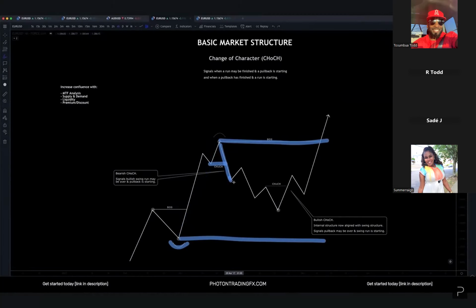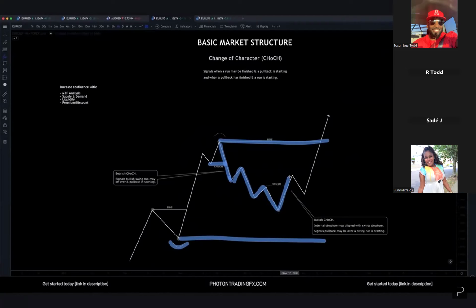How do we know when the pullback is going to be over and the higher low may be in place? We look for the internal structure to switch bullish again. So we look for that change of character to the upside. Now that's that first sign of that higher high in the internal structure, right? So now the internal structure is aligned with our overall bullish swing structure, because the swing structure has been bullish the entire time. Now the internal structure is also bullish. It's aligned with our overall swing trend.